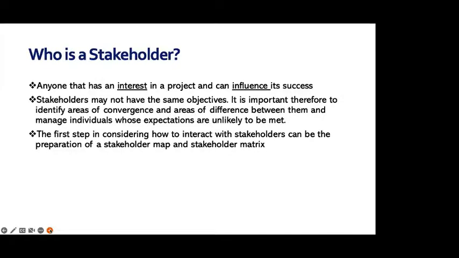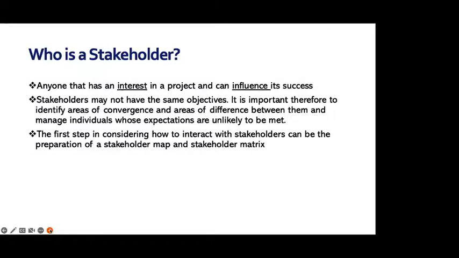Stakeholders may not have the same objectives. It is important, therefore, to identify areas of convergence and areas of difference between them and manage individuals whose expectations are unlikely to be met. So when you bring stakeholders together to influence a particular policy, you must do a proper analysis to know what the interest of each stakeholder is. Why are they following you? Why are they interested? Is there something in it for them? You must identify that. What is in it for stakeholder A? What is in it for stakeholder B? What is in it for stakeholder C?